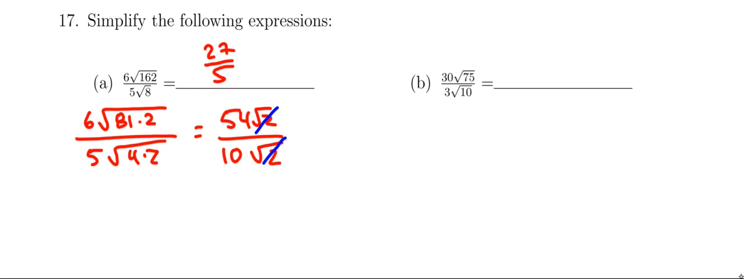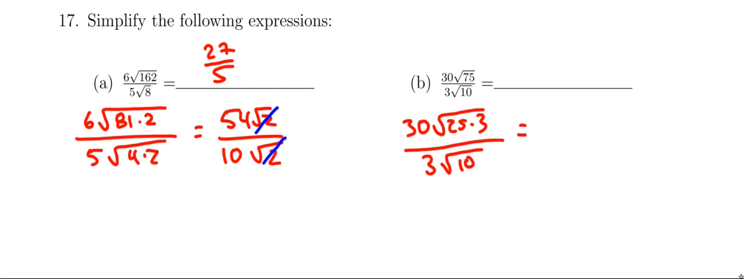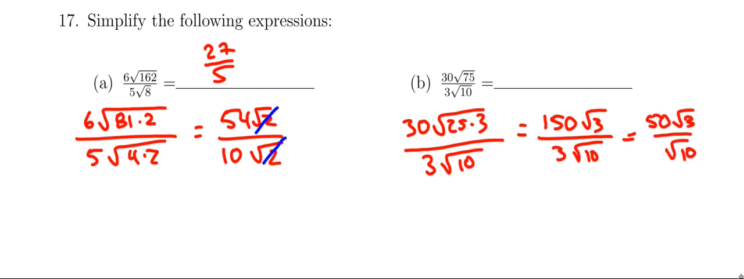The next one, what I've got here is 30 root 75. Well, 75 is 25 times 3. And then this is 3 root 10. And there is no perfect square that's a factor of 10, so we're just going to leave that. But what I can do here is take out of the 25, sorry, that square root of 25, I can pull out a 5, multiply that by that 30, and I'm going to get 150 root 3 over 3 root 10. Well, 150 divided by 3 is going to be 50 root 3 over root 10.